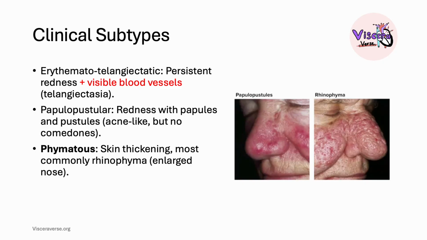There are many clinical subtypes of rosacea. It is not only this, as we discussed in the beginning of this lecture. This case is called rhinophyma, but there are actually many other subtypes, including erythematotelangiectatic. This is a persistent redness with visible blood vessels, aka telangiectasia. The papulopustular, like this one you see on the screen here. This is redness plus papules and pustules. It's acne-like, but there are no comedones. The phymatous form, the most interesting one for me at least. The skin thickening, most commonly rhinophyma. This presents with an enlarged nose.